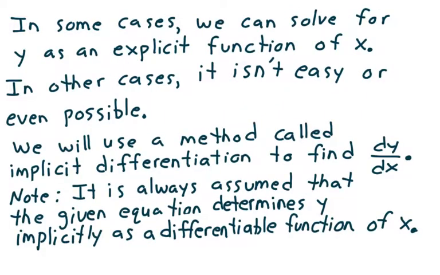In other cases, it isn't easy or even possible. And so we're going to use a method called implicit differentiation to find dy dx. And let's have a note here. It is always assumed that the given equation determines y implicitly as a differentiable function of x. So this method can be applied. And we're now going to take a look at some examples.